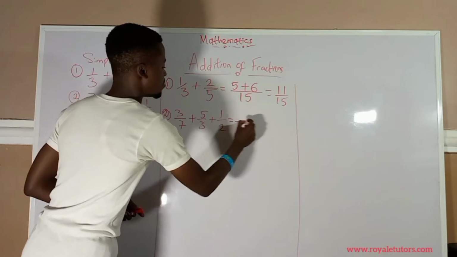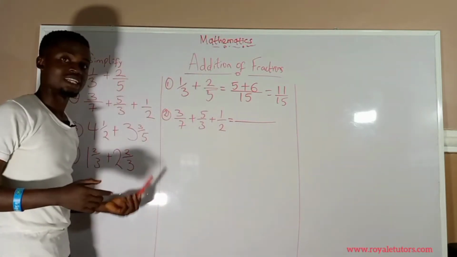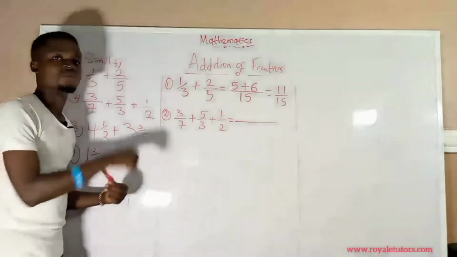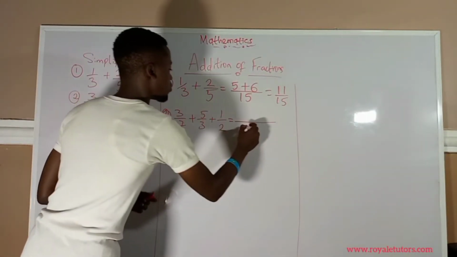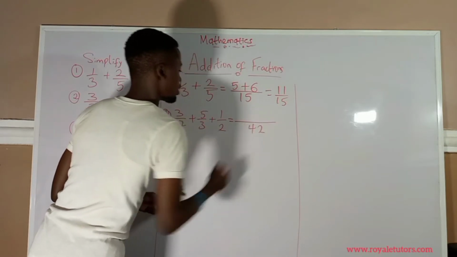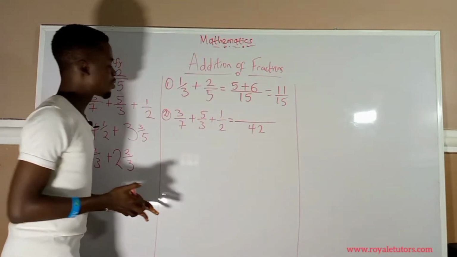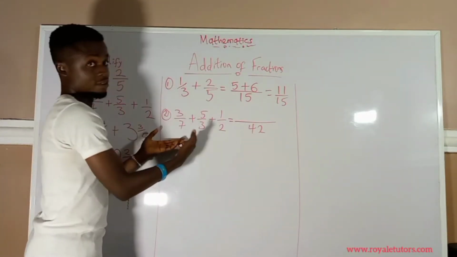After you find the LCM, if you do it very well, don't forget, if you want to learn how to find the LCM, go and watch our video that we've done on LCM. So if you do it very well, you are going to be having 42 as the LCM. So you now go ahead and take the fractions one after the other, of course.